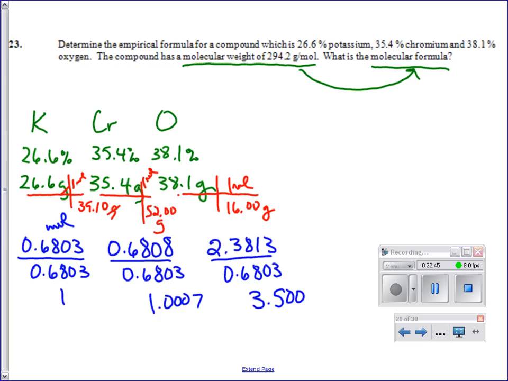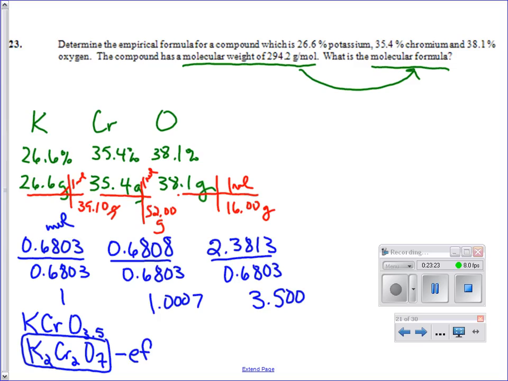Okay. So if I were to stop here, I'd say my formula is KCrO3.5. But my problem is empirical formula by definition is the lowest whole number ratio. So what do I need to do? K2Cr2O7. Beautiful. Now, does this formula make sense based on what you know about nomenclature and all that kind of jazz? Yeah, what's that called? Good, potassium dichromate.